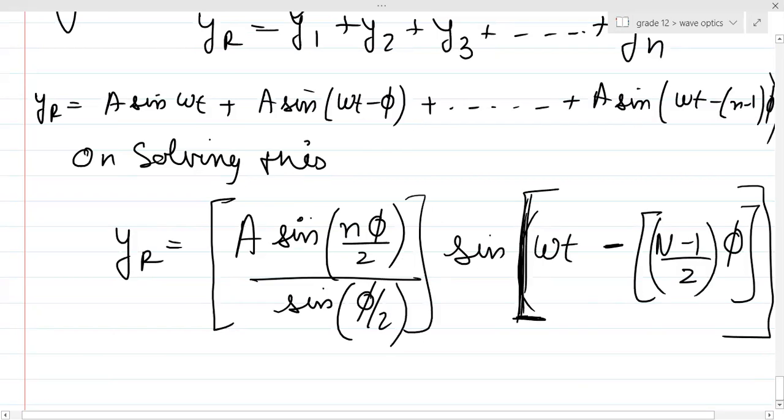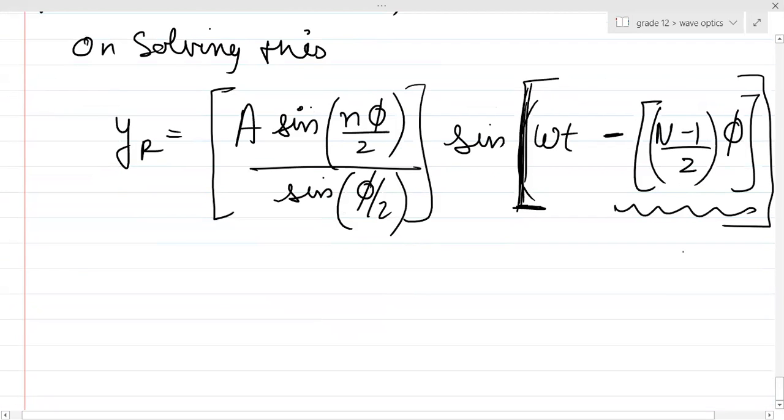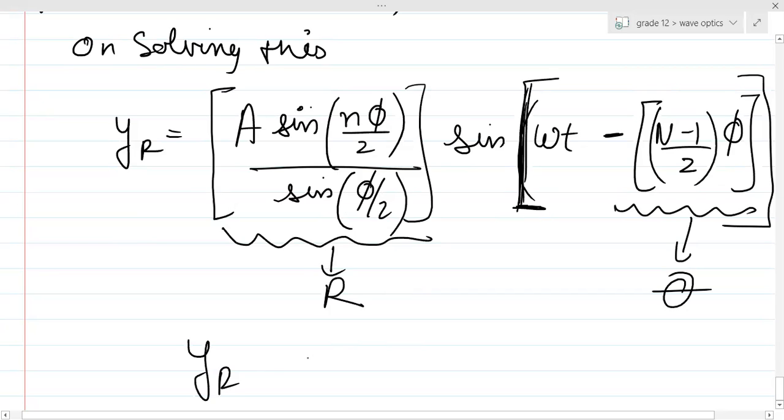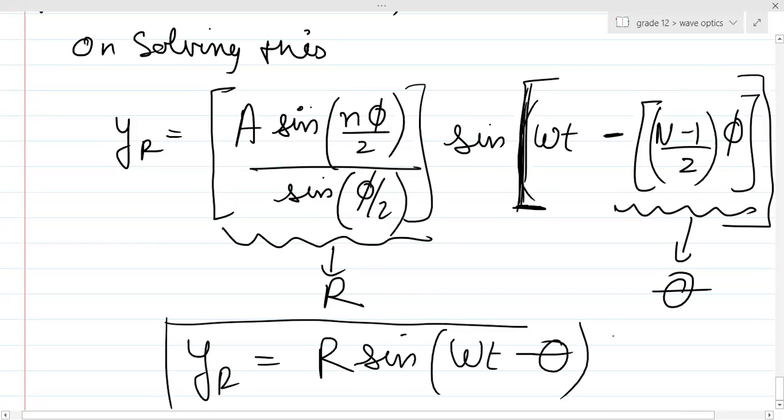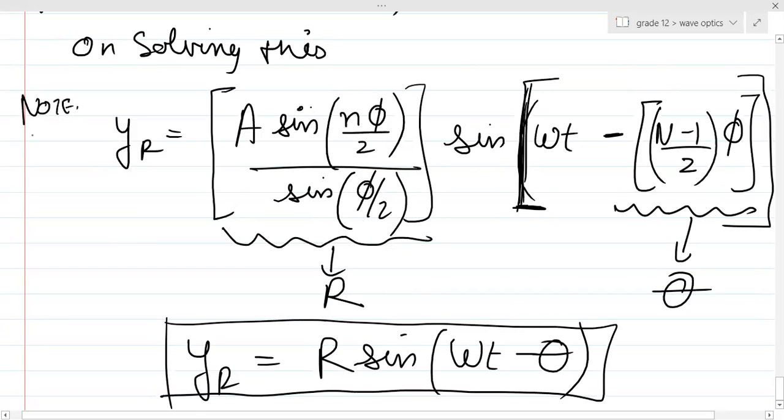So guys, can you see over here, this thing is, let's say, theta, and this thing is basically the resultant amplitude. So you can say yr is equal to r sine of omega t minus theta. Can you see this is the equation of the same wave again? Don't remember this. You just need to see that the resultant amplitude is dependent on phi, the phase difference, and on the number of sources as well. So this is the whole equation which is found.